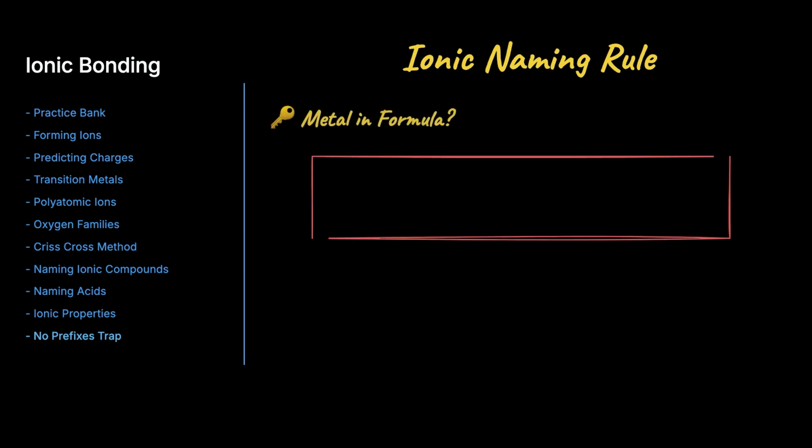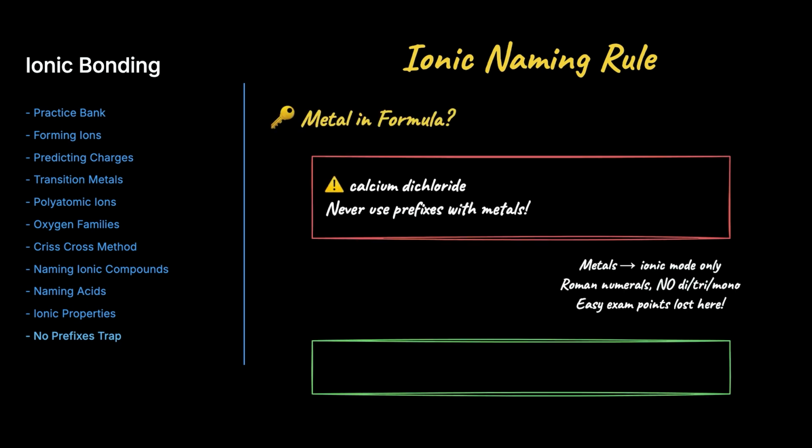Here is the exam insight that ties ionic naming together. Whenever you see a metal in the formula, switch into ionic mode immediately, meaning Roman numerals and no prefixes. Calcium chloride is simply calcium chloride, never calcium dichloride. Students lose easy points by adding prefixes here. So let that be one mistake you never make.